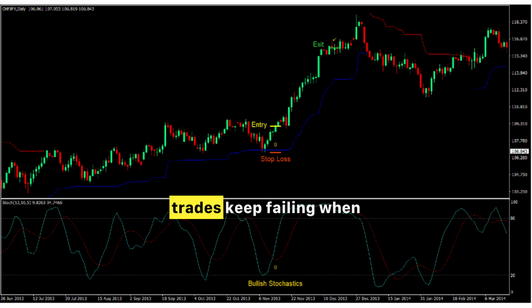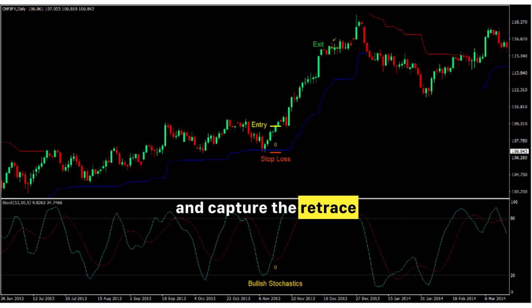Feeling like your trend trades keep failing when the market pulls back and you're left on the sidelines? Let's fix that with a simple but powerful approach so you can trade with the trend and capture the retrace. No more chasing late entries.